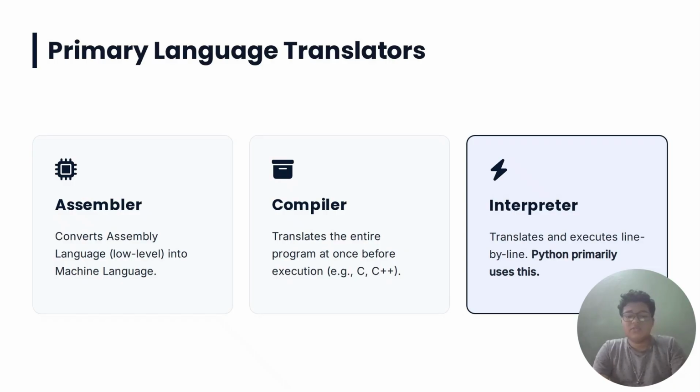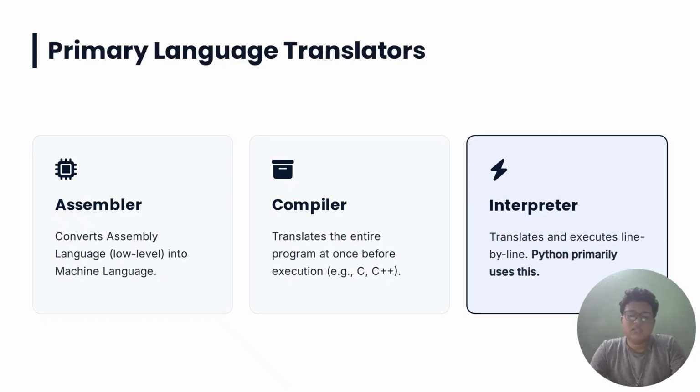The primary language translators. Assembler. What is an assembler? Assembler is a thing that assembles everything. We usually know this. Assembler converts assembly language into machine language. The assembly language is a low level language which is converted into machine language which the computer understands. Then the compiler, it translates the entire program at once before execution, which is usually done in C, C++. The entire program is being translated much before the execution happens.